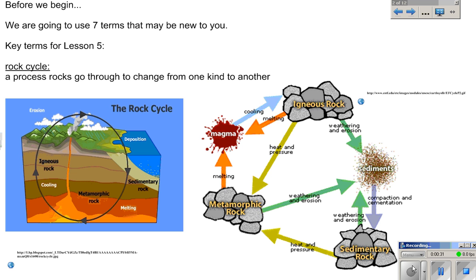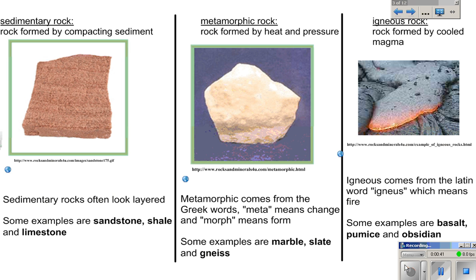Below are 2 diagrams showing the process of the rock cycle. We will talk more about the rock cycle later on in the lesson. Our next 3 terms are the 3 different types of rock. The first type, sedimentary rock, rock formed by compacting sediment. Sedimentary rock often look layered. Some examples are sandstone, shale, and limestone.